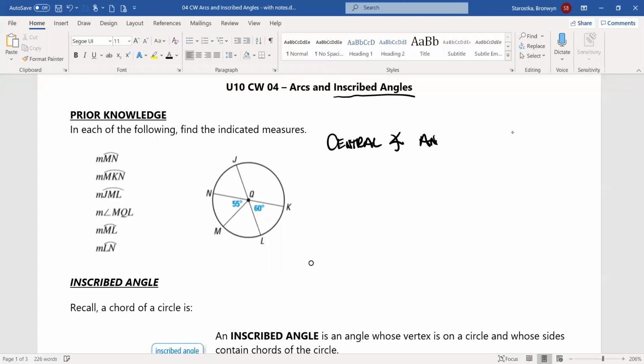and its arc are equal. We want to know the measure of arc MN. Well, that's 55 degrees. M to K to N is the major arc, so we're going to take 360 and subtract that 55. It's going to be 305.